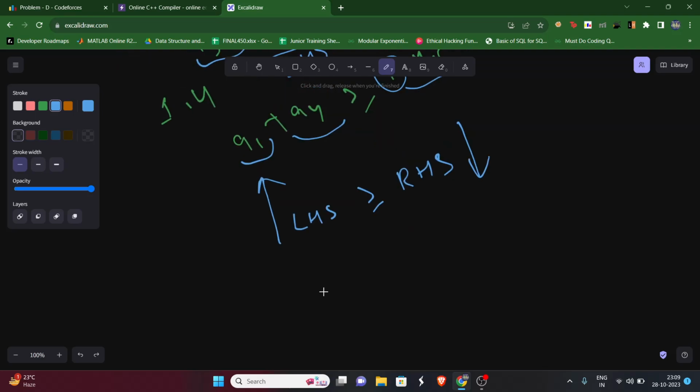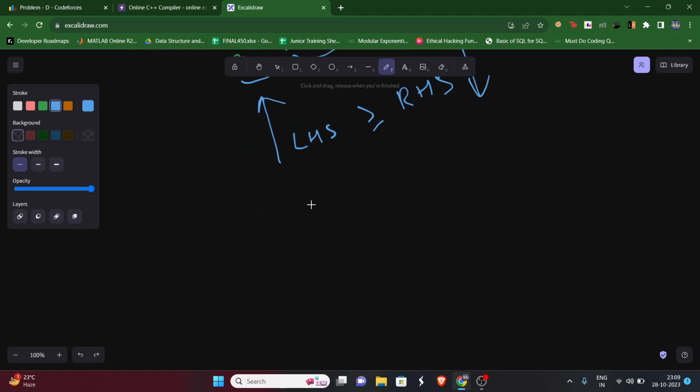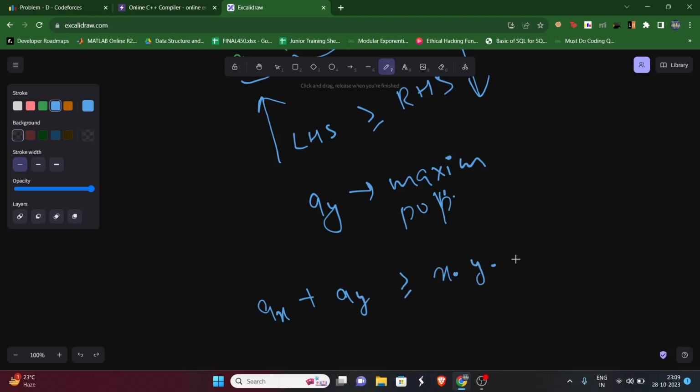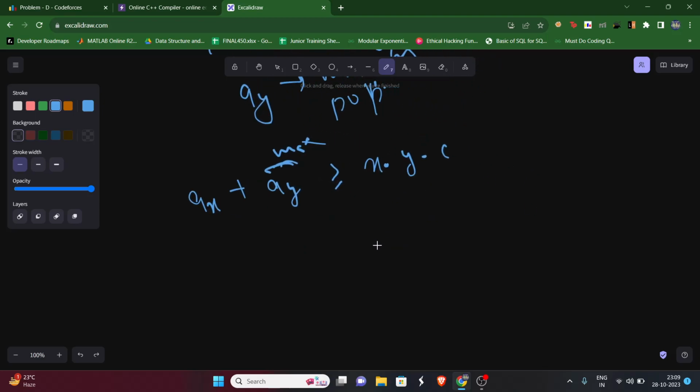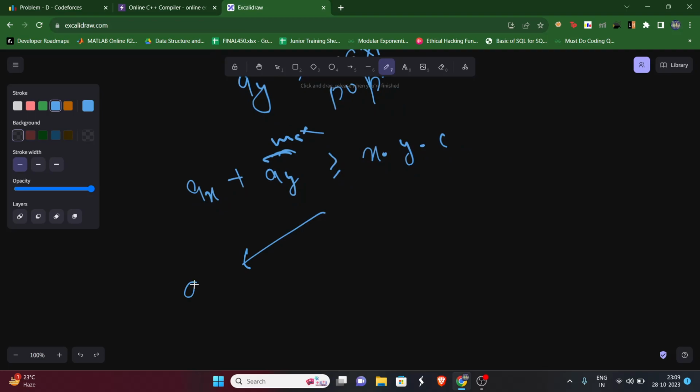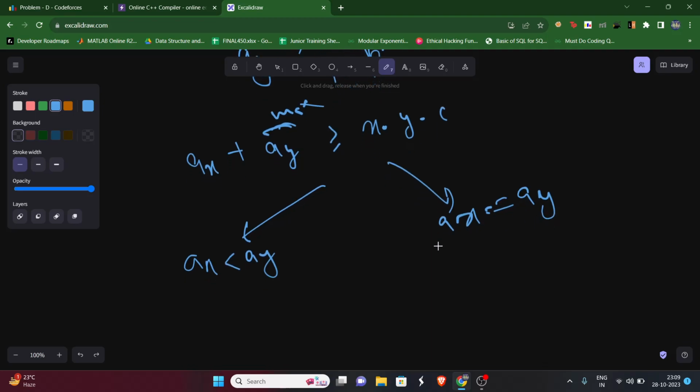Now let's say we have taken one city with maximum population. Let's say city Y has maximum population, so this is the maximum number of people. Now the equation will remain the same, x into y into c. The only thing we know is that ay is maximum. Now from here we have two possibilities. Either a of x will be less than a of y, or a of x will be equal to a of y, because we already know that a of y is maximum, right?